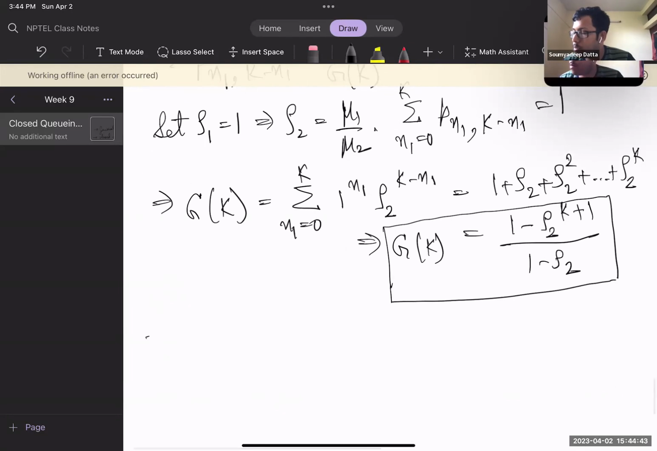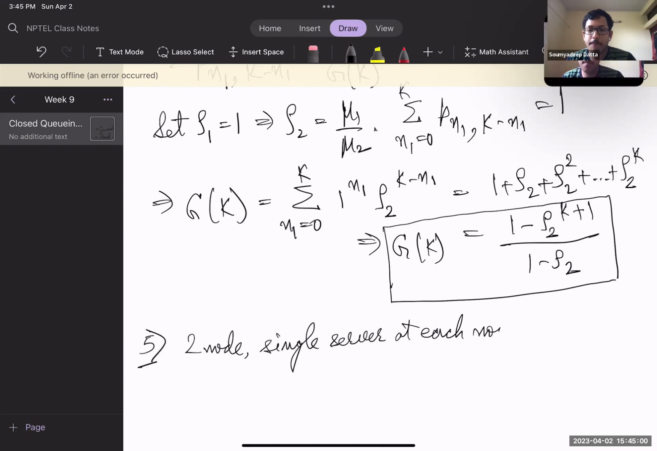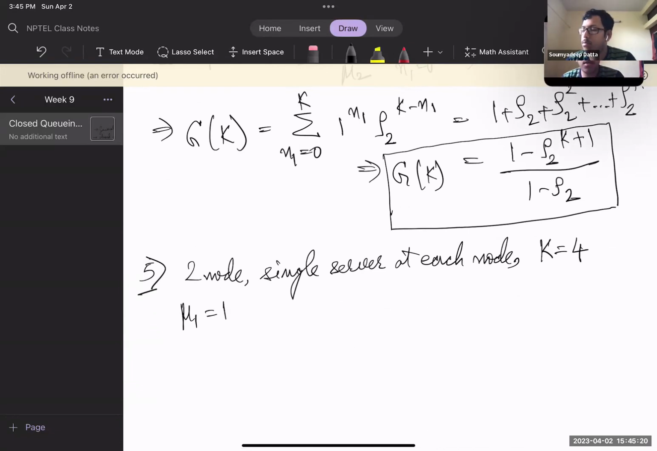So let's consider a similar setup, again two nodes, single server at each node, and customers. Let's say there are 4 customers, and we have mu1 equal to, let's actually make it 5, mu2 equal to 6, and R1,2 is equal to 1, R2,1 equal to 1, right? Because from node 1, he'll be going to node 2, back to node 1. So it's very cyclic.